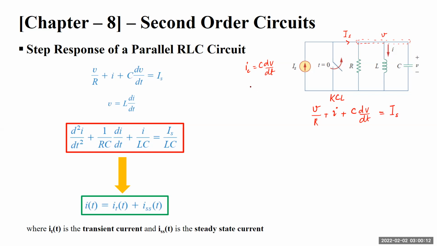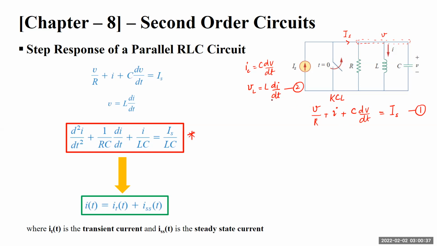Now, we also know that the voltage across the inductor is given as V equals L times di by dt. We use this equation; this is our equation number 2, and this is equation number 1. So by using equations 1 and 2, we get this equation. Let's see how we get it.